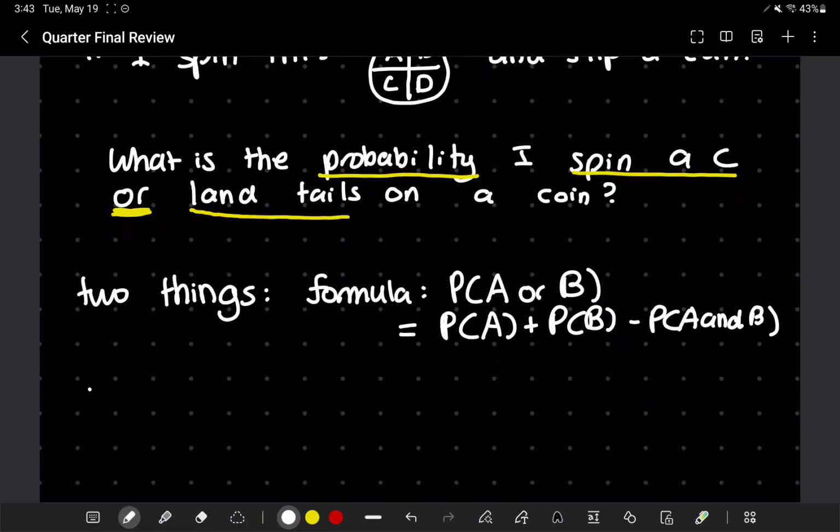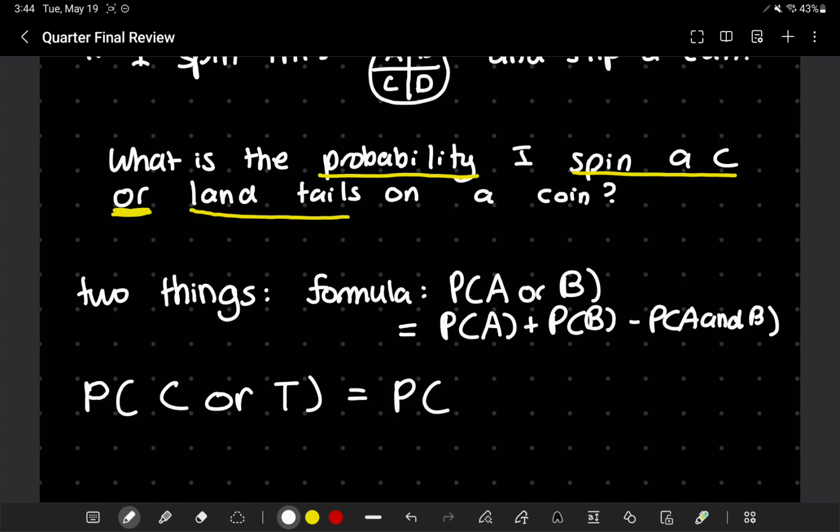I'm going to read from left to right again, creating my formula. So P stands for probability. It says that I spin a C, so I'm going to write the letter C. I'm going to write the word or because that's what it says in the sentence. Land tails, so I'm going to put T. So C or T is what I'm going to write.